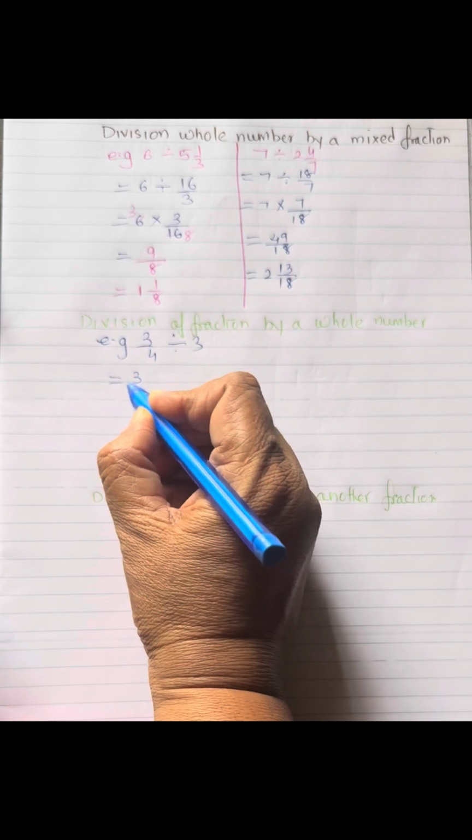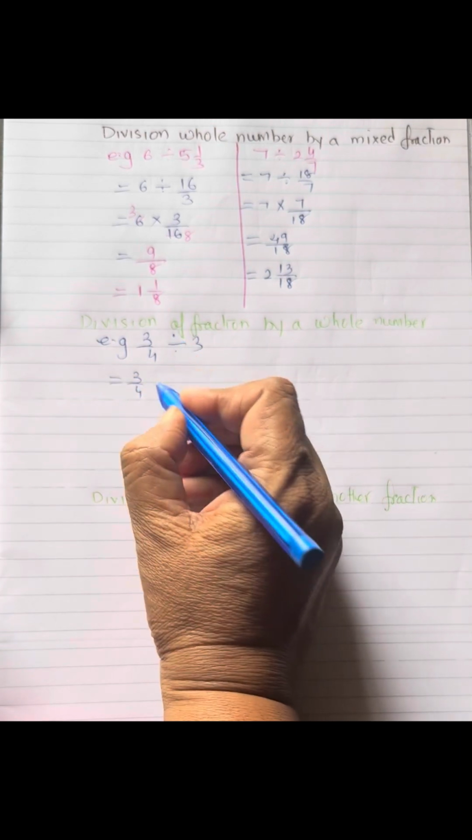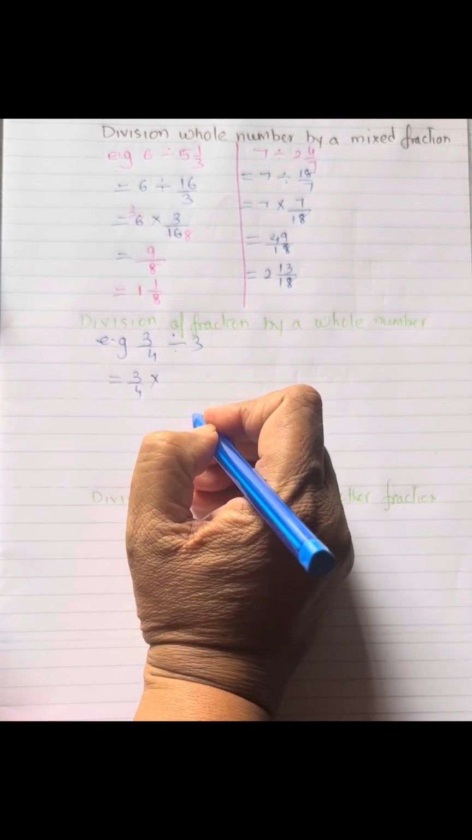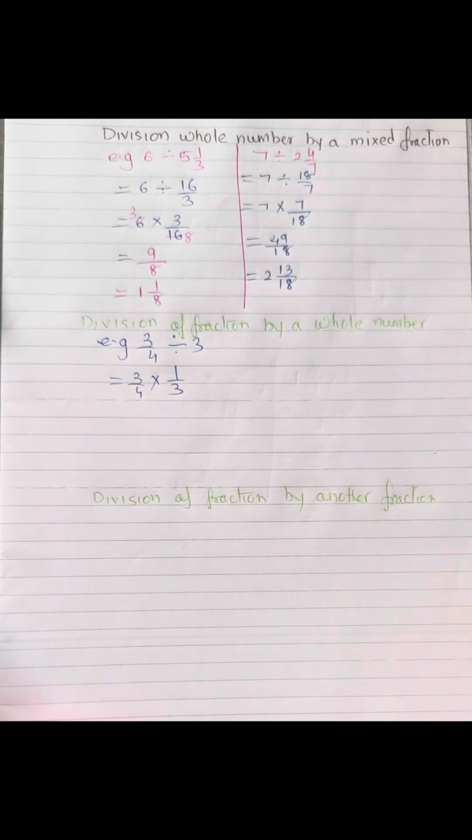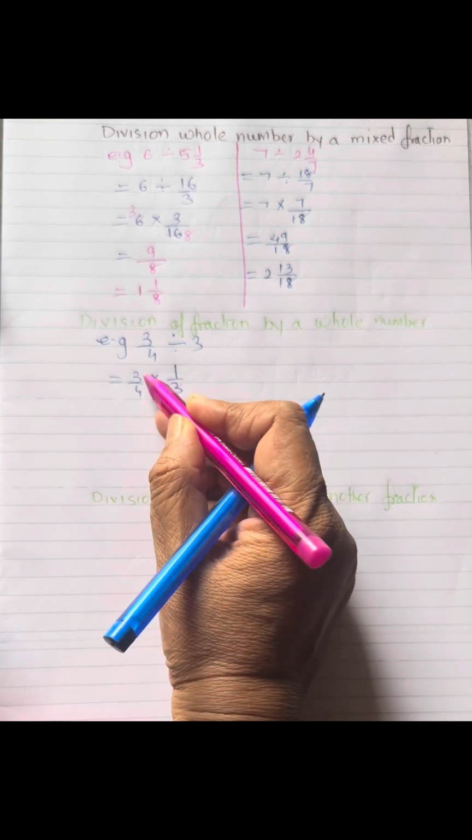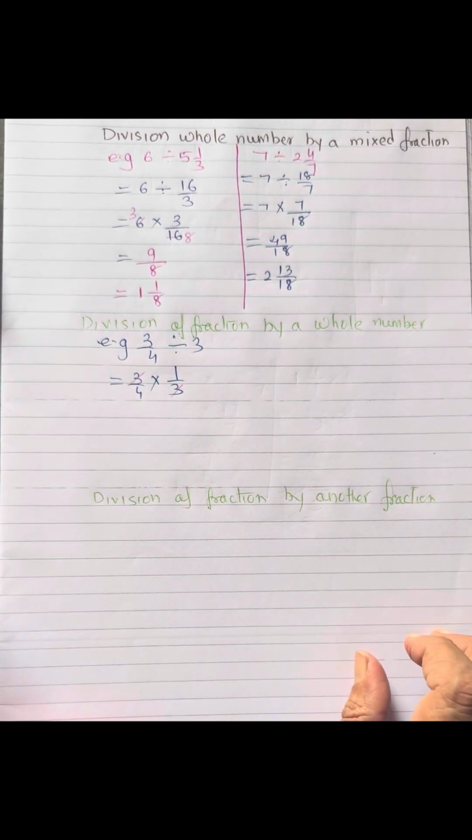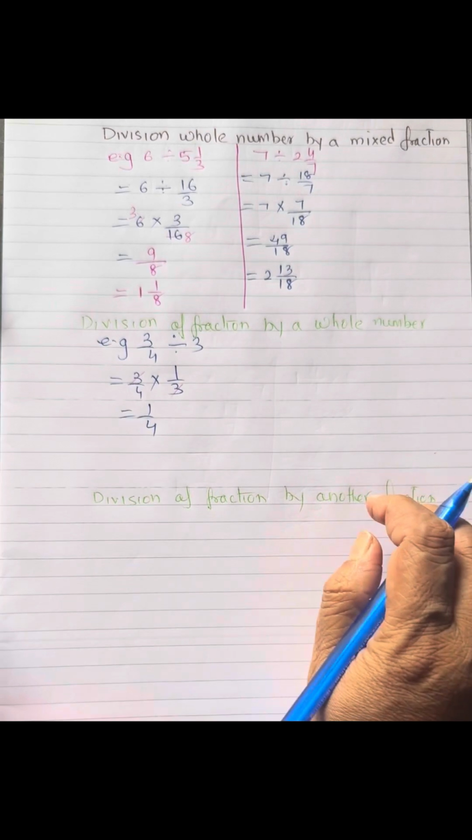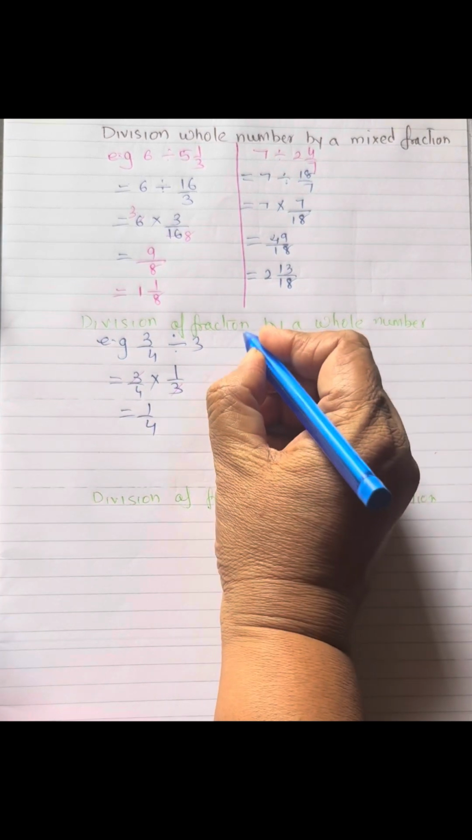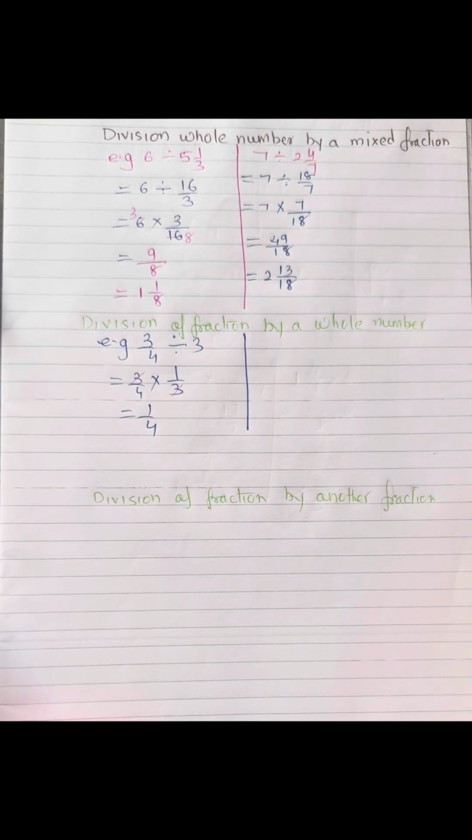So 3 upon 4 will remain as it is. Change this sign into multiplication. And what is the reciprocal of 3? It is 1 upon 3. Now you can see that you can cancel 3, 3. Both are common. Now what is left is 1 upon 4, which is your answer. Okay.